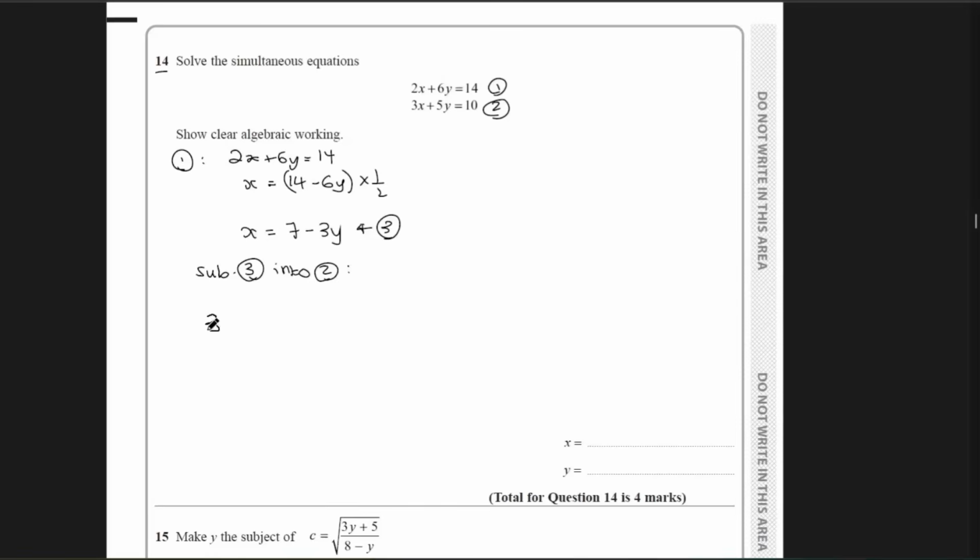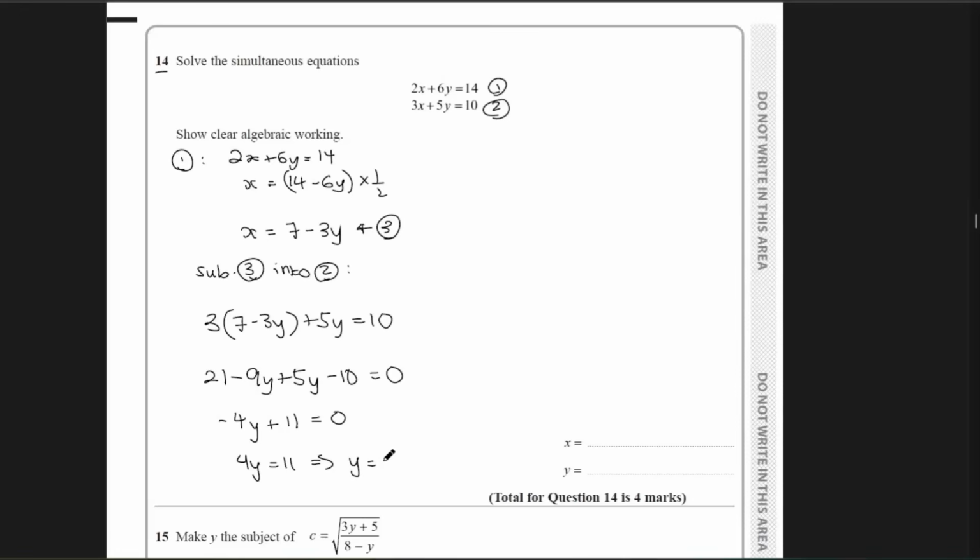And this gives me 3 times 7 minus 3y plus 5y equals 10. So I'll multiply 3 into the bracket. 3 times 7 is 21 minus 3 times 3y is 9y plus 5y minus 10 is equal to 0. So minus 9y plus 5y is minus 4y. 21 minus 10 is 11, equal to 0. So we can move minus 4y to the other side. 4y equals 11. Therefore, y equals 11 over 4. So we found the value of y.